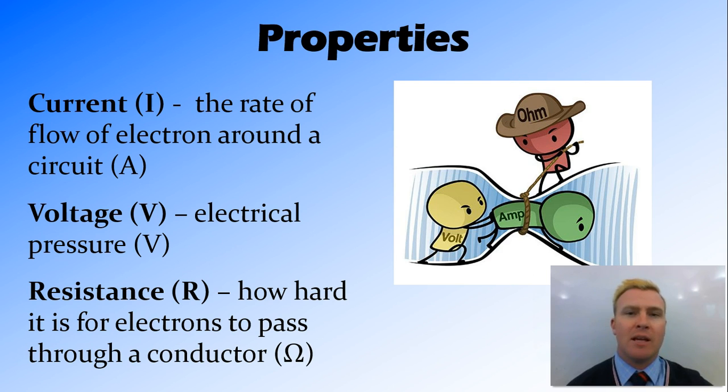So firstly, the things that we're looking at are current, being the flow of electrons around a circuit measured in amps, voltage being the electrical pressure pushing those electrons around the circuit measured in volts, and the resistance being how hard it is for the electrons to get through a particular component, and this is measured in ohms.